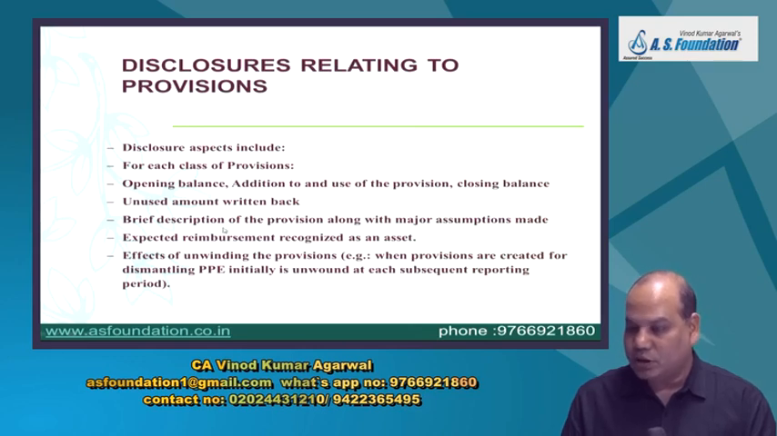Any brief description of the provision along with major assumptions made. An expected reimbursement recognized as an asset. Effect of unwinding the provision. For example, when provisions are created for dismantling PPE, it is initially discounted and unwound at each subsequent reporting period. So this is that borrowing cost on opening balance of provision wherever you have discounted the provision.